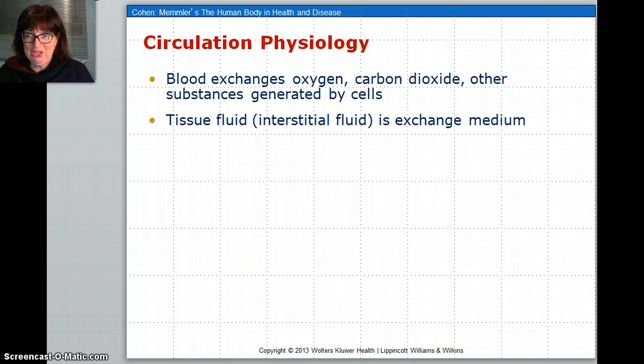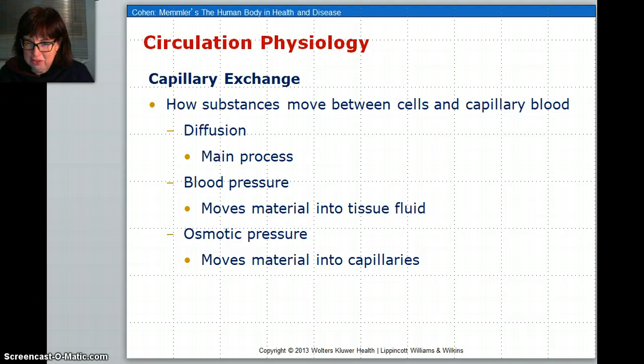We've looked at the circulation physiology. The whole idea of the circulatory system is to exchange oxygen in, good, carbon dioxide, bad, take that away, and other substances generated by the cells. This could be urea, other waste products taken away. Now, the whole idea too is to also have your tissue fluid, which is called your interstitial fluid, as your medium for exchange. So your capillaries is where the diffusion takes place, and by the process of diffusion, things move.